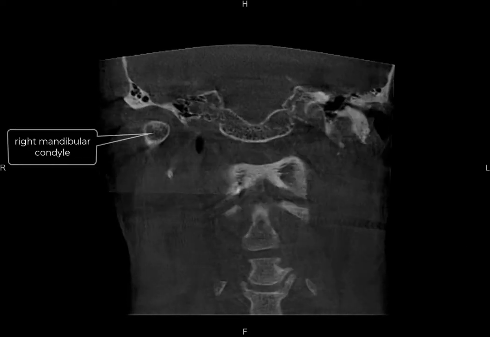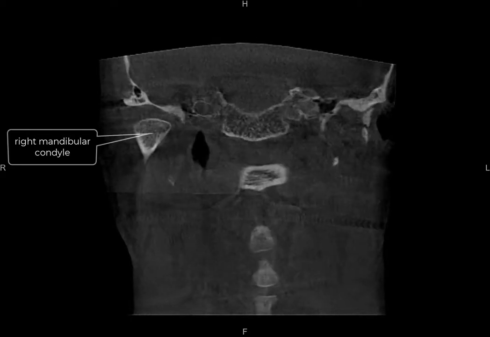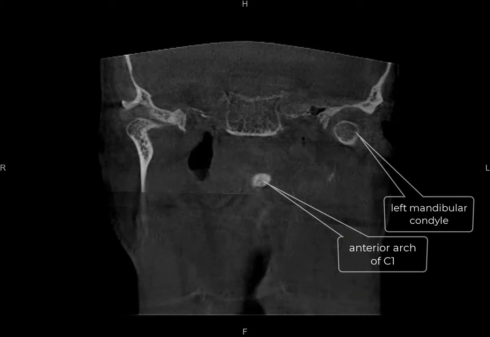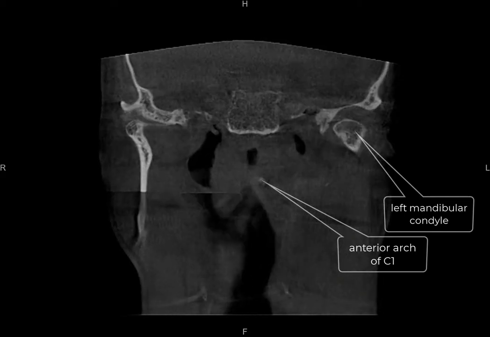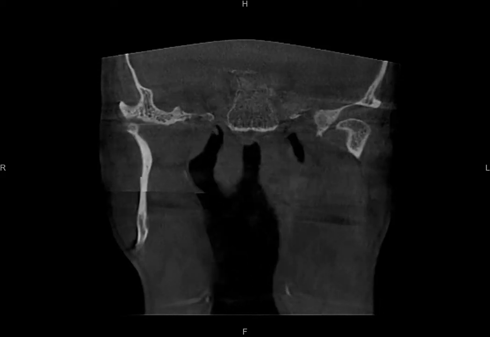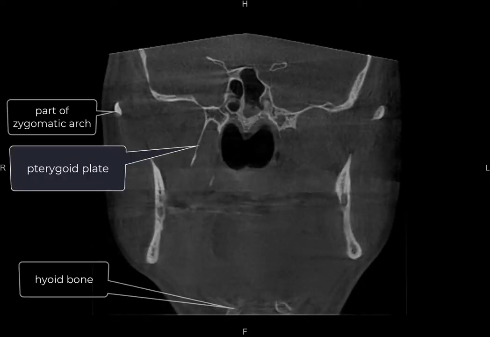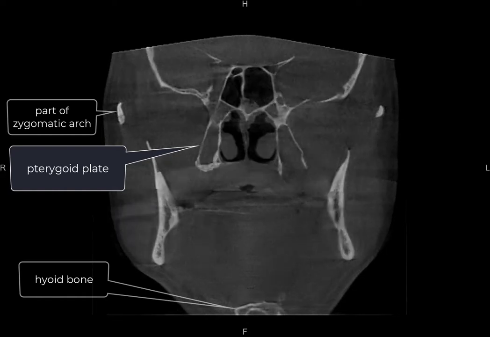As we travel further, we start to see the condyles of the mandible, and we see the anterior arch of the atlas or the C1 vertebrae. As we continue on moving through the slices, we start to see the zygoma and we see the pterygoid plate. And then all the way at the bottom, we see the hyoid bone.